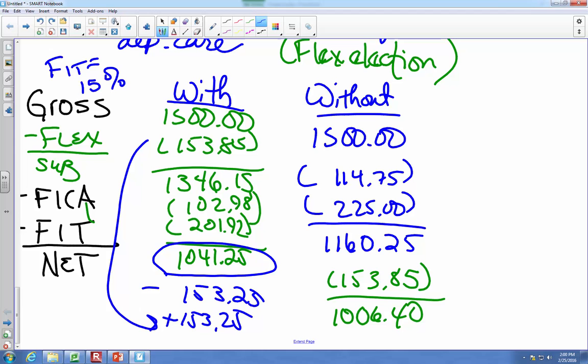Okay. Where did you get the 906? I found the difference between my two paychecks for one pay period, and I multiplied times 26 pay periods.